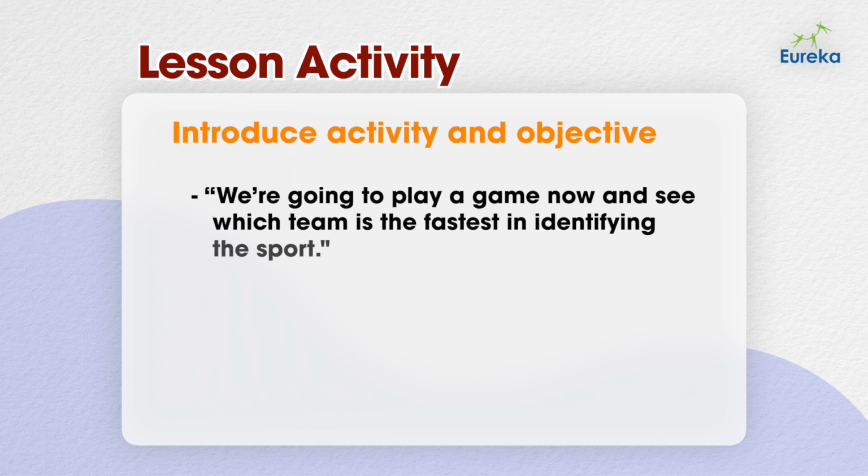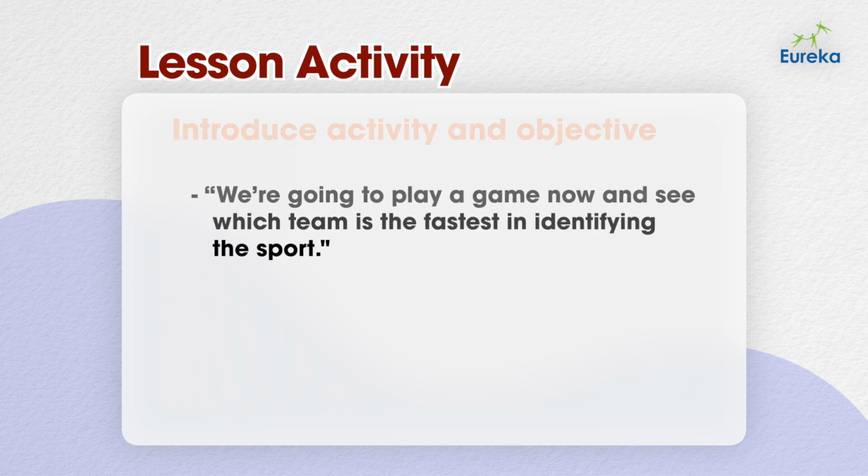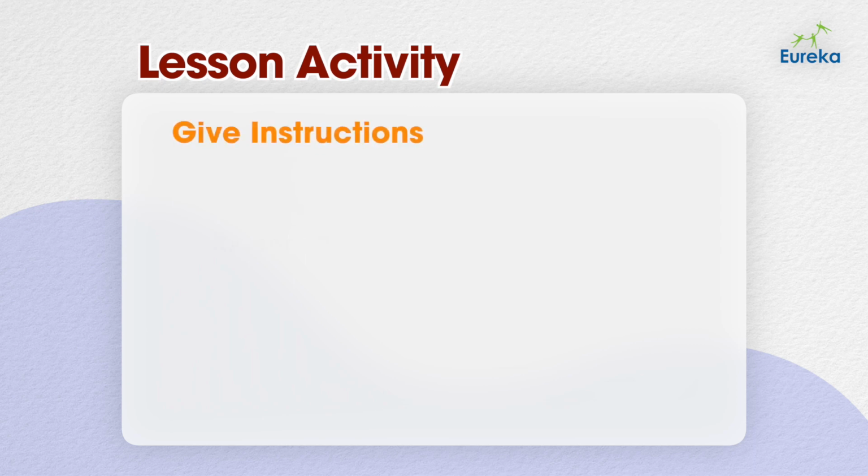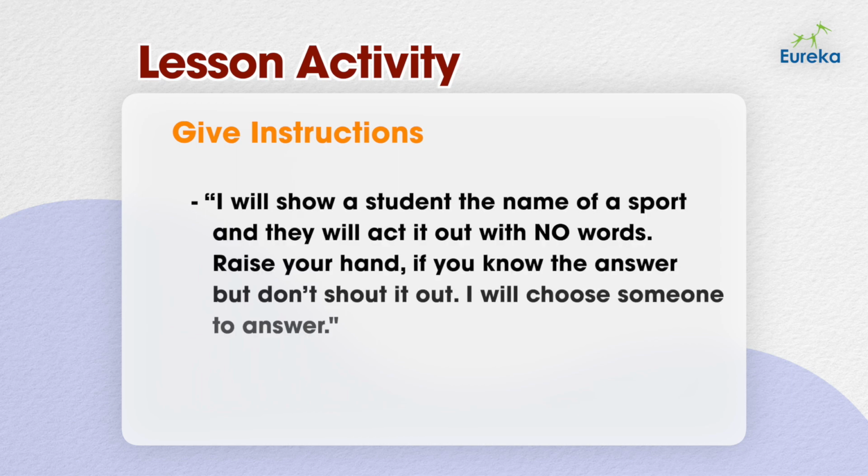You can say, we're going to play a game now and see which team is the fastest in identifying the sport. Then you can give instructions so that your students are clear about what you expect of them and the procedures for starting the game. For example, you might say, I will show a student the name of a sport and they will act it out with no words. Raise your hand if you know the answer, but don't shout it out. I will choose someone to answer.